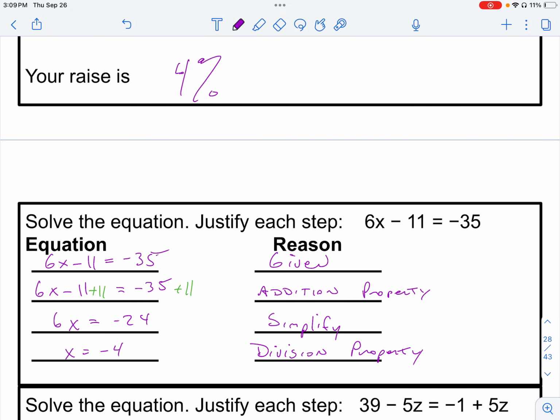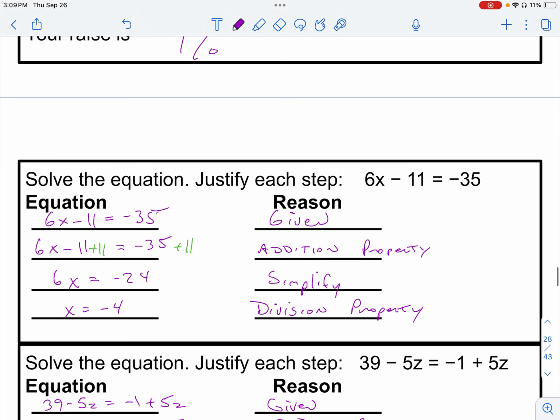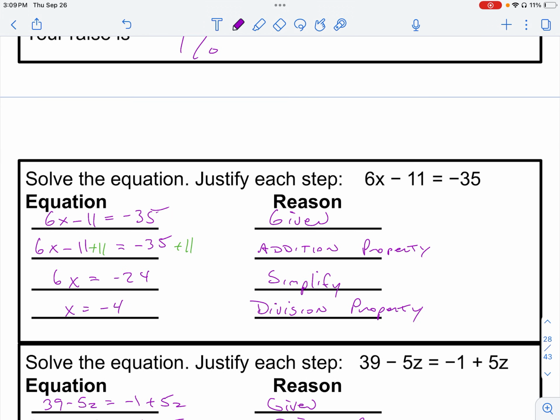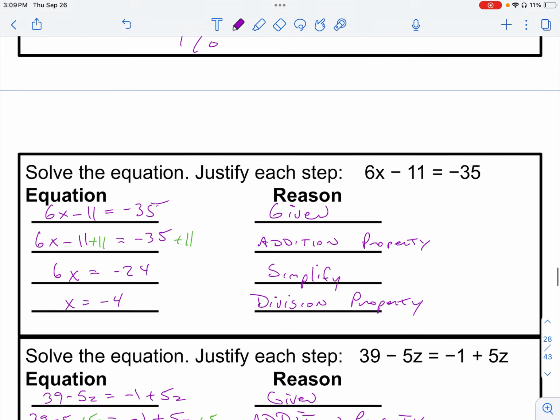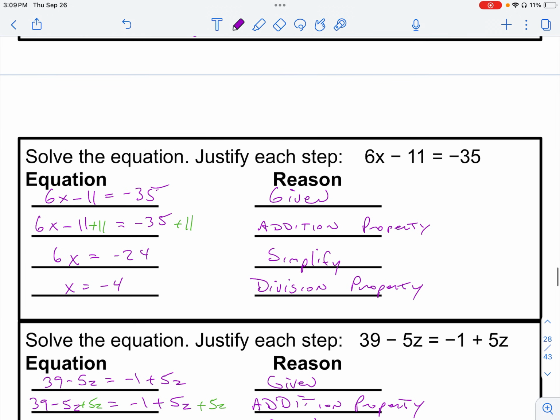Question 2 that you already took care of. Solve the equation, justify each step. 39 minus 5z equals minus 1 plus 5z. All right, first things first, we write the equation because it's given to us. Then we want the z's on the same side, so we're going to add 5z to both sides. That's our addition property.